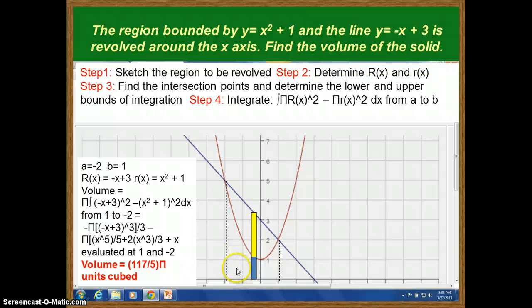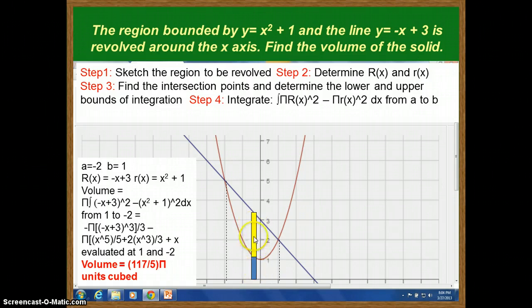The radius of that hole would be denoted by this blue rectangle, and the actual solid that we're going to get would be the yellow. So really what we want to do is the outer radius would be the blue plus the yellow. That would be capital R of x. And we want to subtract the little r of x, that area or volume, from the big R of x, okay?